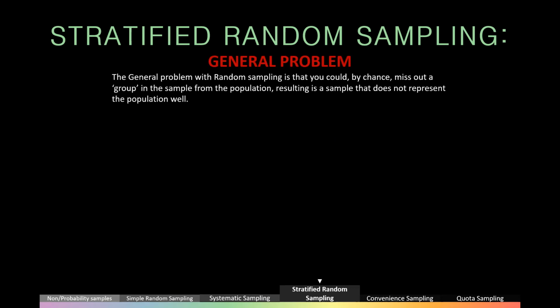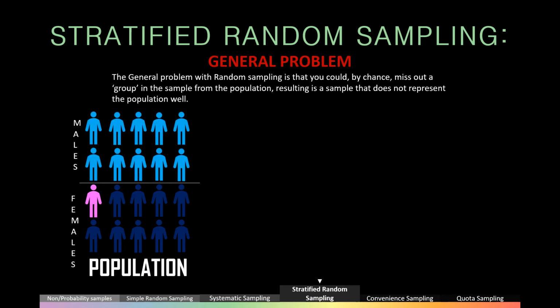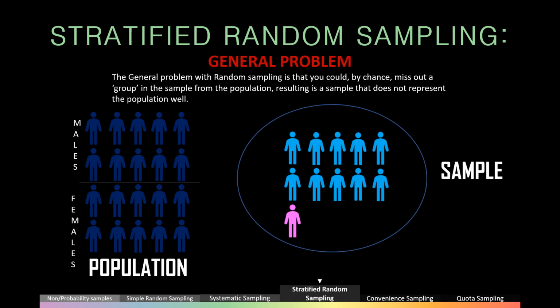Now there is a general problem with this. Let us say that in our population, we actually had groups. We had males and we had females. But when we drew our random sample, even though we did it according to the laws of chance, we ended up with a sample with 10 males and 1 female. So what this tells us is that it seems as if there are more males than females. However, we know from our population that this isn't true. This means that our sample is not adequately representing our population.